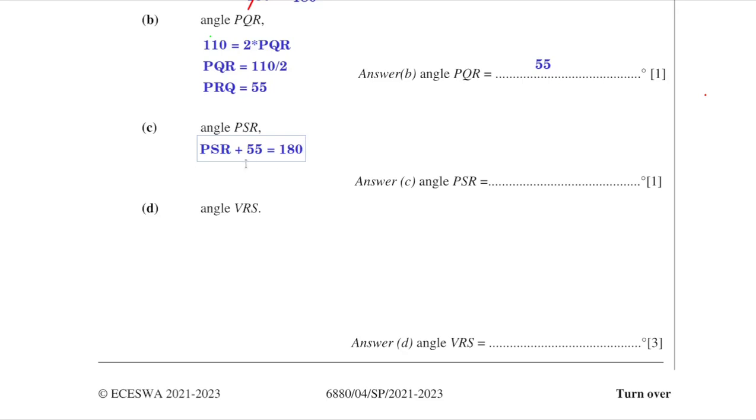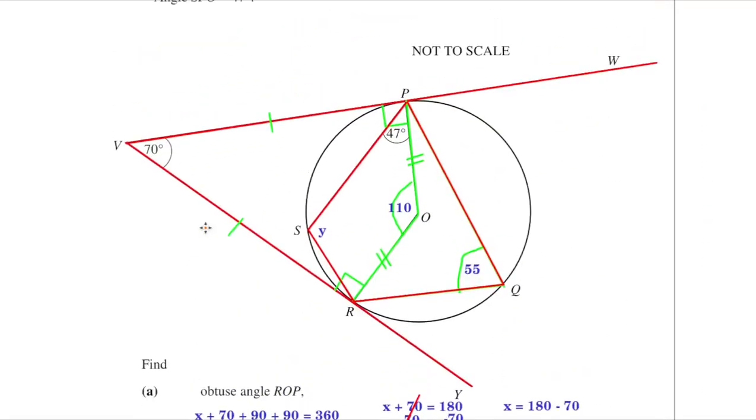Now subtract 55 from both sides, and this one cancels that. Then you have PSR equals 180 degrees minus 55. And 180 minus 55 is giving me 125 degrees. So this one is just 125. Angle VSR, where is that?